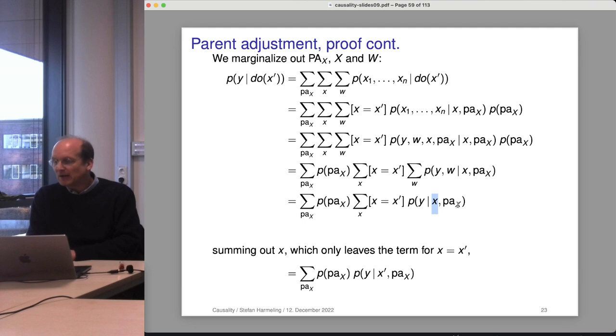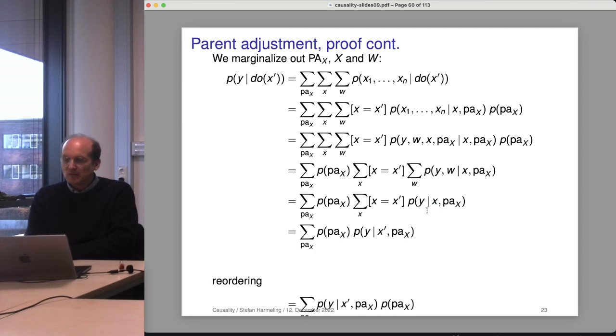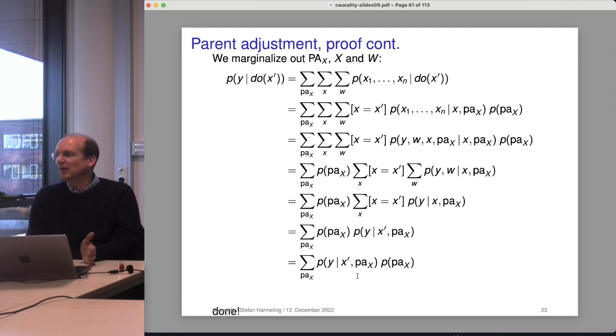Of course, we don't replace the capital X, right? So this is something from the graph. That's a capital X, a random variable. But we need to replace the little x with an x prime. And now we reorder it, and that's it. So that's the formula. Okay, that is the derivation of the adjustment formula.